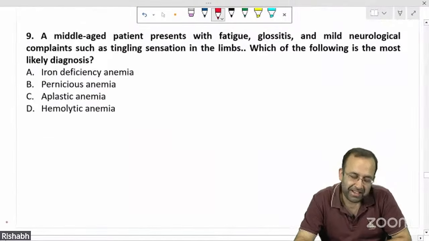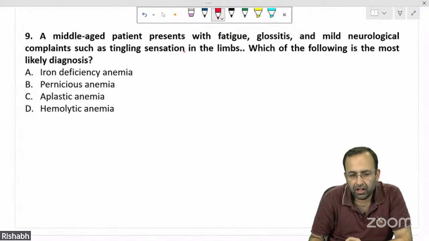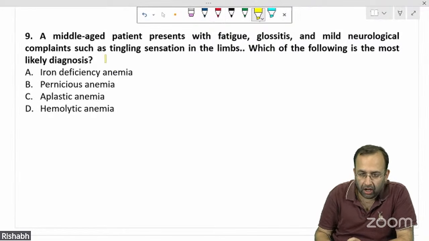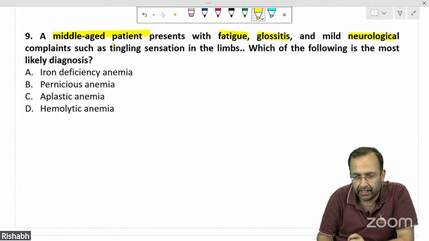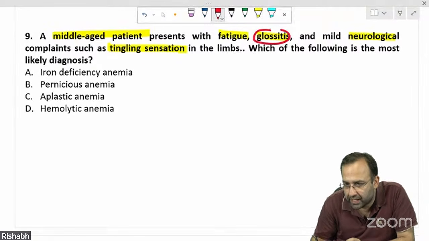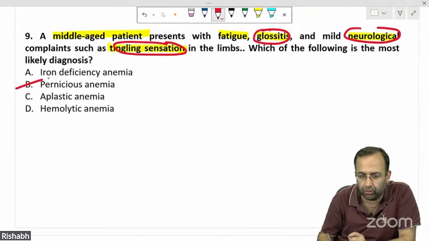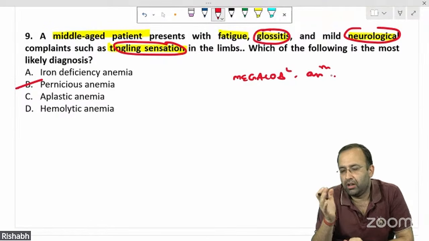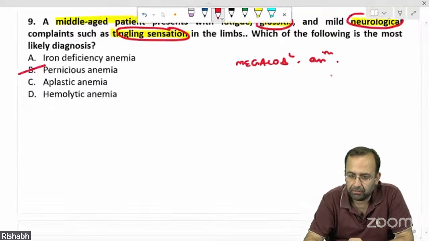Next point. बच्चे, हाँ, अच्छा, have a look at this. Middle-aged patient with fatigue, glossitis, neurological complaints, and tingling sensation in the limbs. In this case, because of the presence of glossitis, neurological complaints, and tingling sensation, all this is taking you towards megaloblastic anemia. And megaloblastic anemia, antibody against intrinsic factor, pernicious anemia. That is megaloblastic anemia or pernicious anemia.